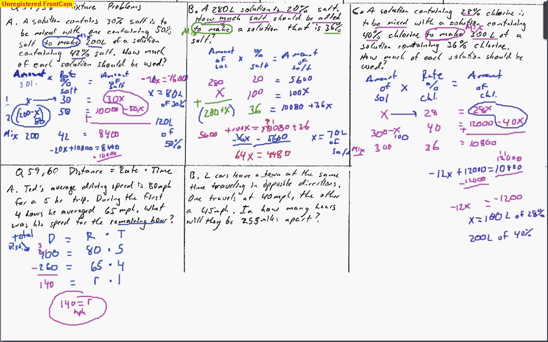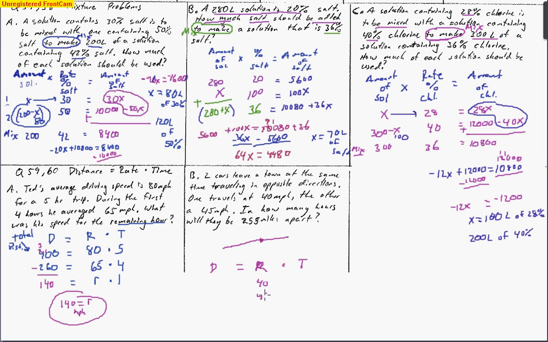Two cars leave town at the same time, traveling in opposite directions. Let's draw a little picture. There's the town, those are the 2 cars. And one travels at 40 miles an hour. So let's go ahead and start writing our formula up here. So distance equals rate times time. This is my R here for rate. 40 miles an hour, okay. And the other at 45.